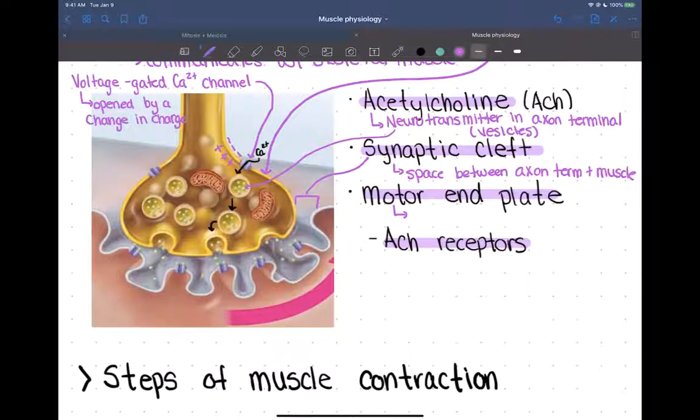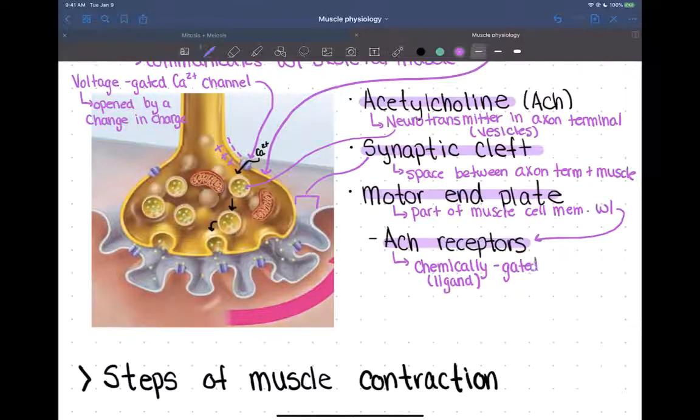This is the part of the muscle. Let's say this part of the muscle cell membrane with acetylcholine receptors. These acetylcholine receptors are a special type of receptor called chemically gated, or in your textbook you may see ligand gated. It means the same thing. It's a gated sodium channel.